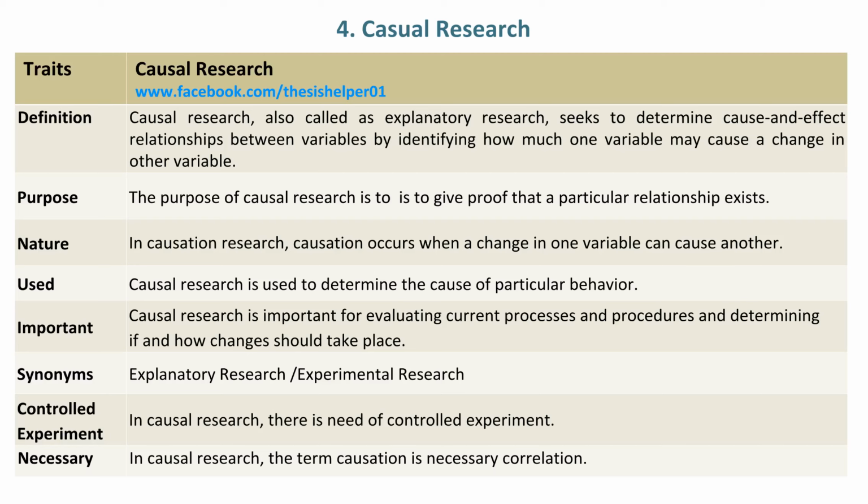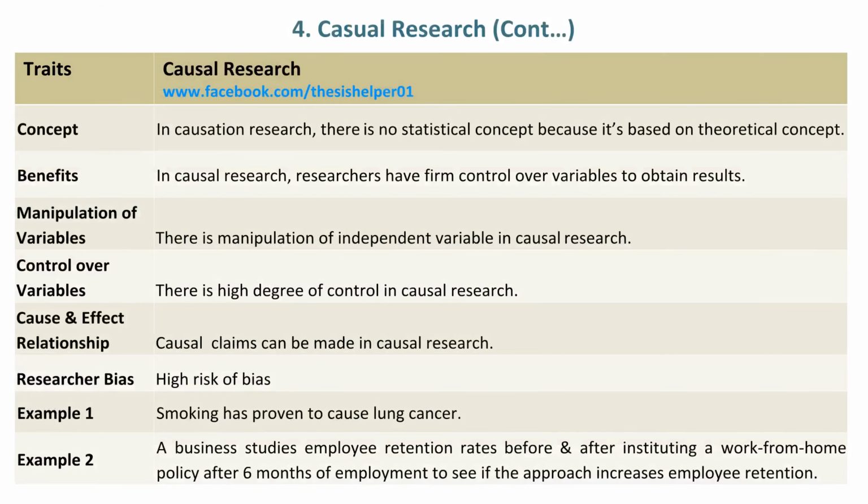Causal research is important for evaluating current processes and procedures and determining if and how changes should take place. Synonyms of causal research are explanatory research or experimental research. In causal research, there is a need for a controlled experiment. In causal research, the term causation is necessary, not just correlation. In causal research, there is no statistical concept because it's based on a theoretical concept.